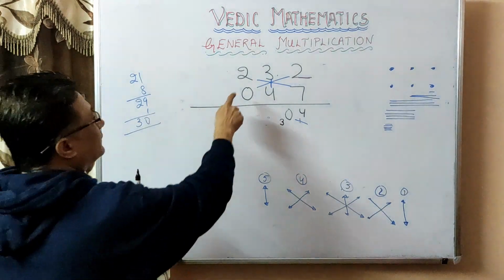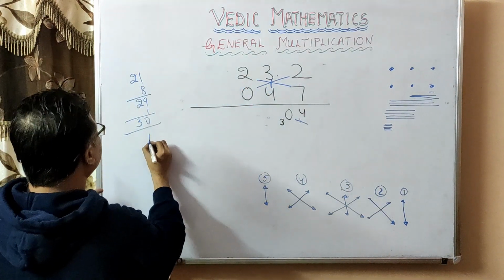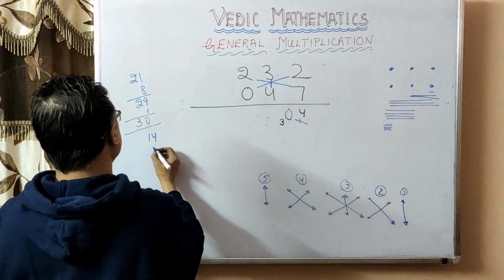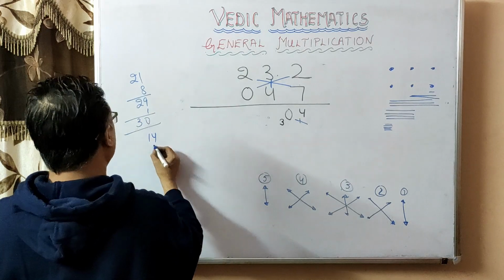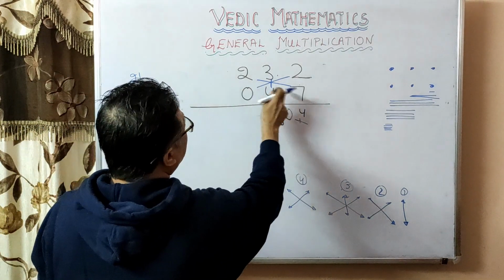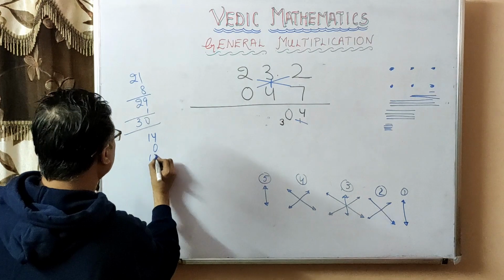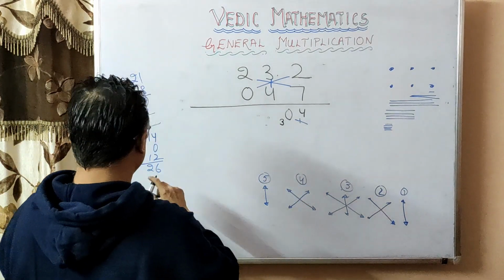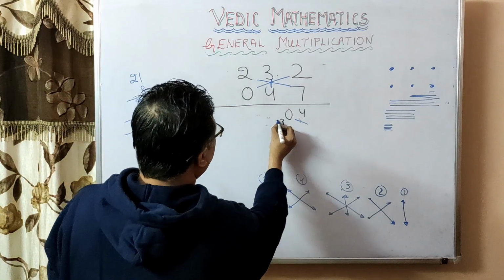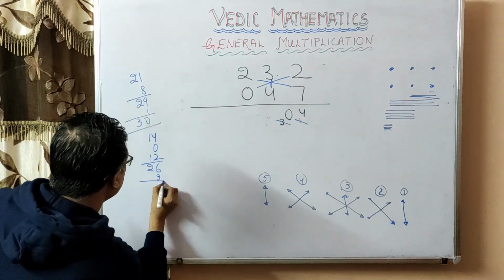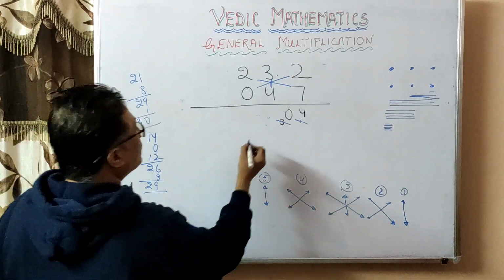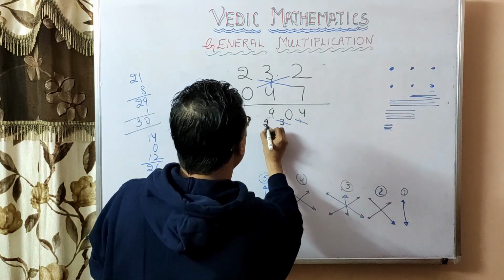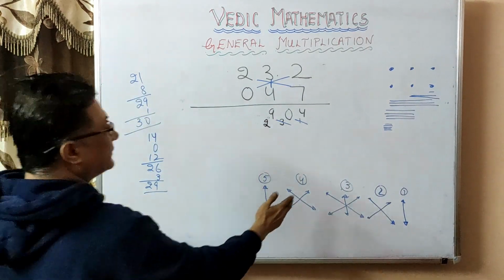So now 7 2s are 14. 2 into 0 is 0. So I don't write to add 0, because even if I add a 0, it won't affect my answer. So 4 3s are 12. 14 and 12 are 26. And I have 3. So I'll strike this off and I'll add it here. So 29. So what I'll do is, I'll write 9 and 2 for carrying forward. So this completes my third step.